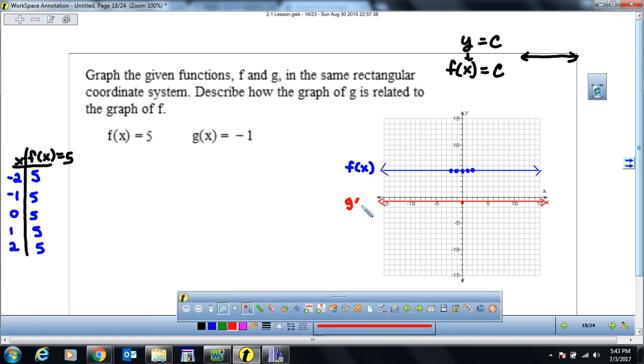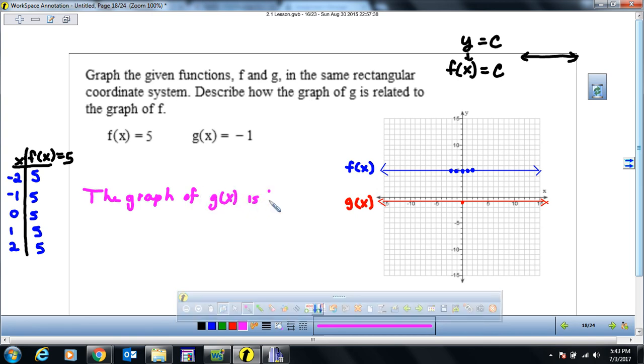And that's g of x. So we're going to describe the relationship between them. We're going to say that the graph of g of x is the graph of f of x, but what happened to get from here to here? It was shifted down 1, 2, 3, 4, 5, 6 units. So we're going to say but shifted 6 units down. That's the relationship between these two graphs.